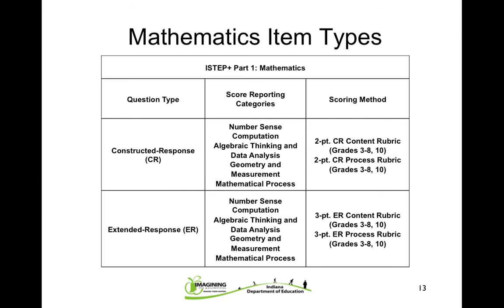The ISTEP Plus Part 1 Math Assessment consists of 2 test item types, constructed response and extended response. Each item type has its own scoring method. The constructed response content and process rubric is used to score constructed response items. These items are worth 2 content points and 2 process points. The extended response content and process rubric is used to score the extended response items. These items are worth 3 content points and 3 process points.